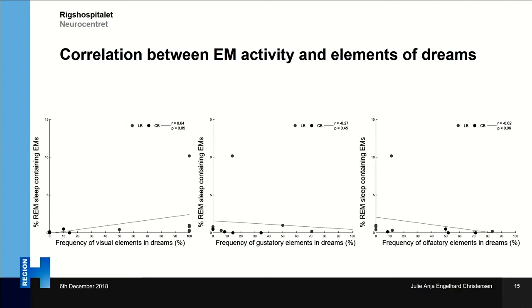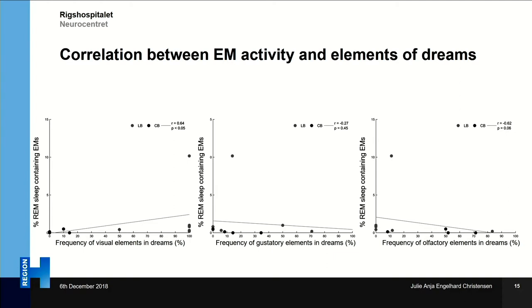If we exclude these, or do not include them in the correlation measures, we see that these two are not significant anymore. We still find a significant positive correlation between the percentage of REM sleep covered by eye movements and the frequency of visual elements in dreams, but it is significant only because of this one subject up here.